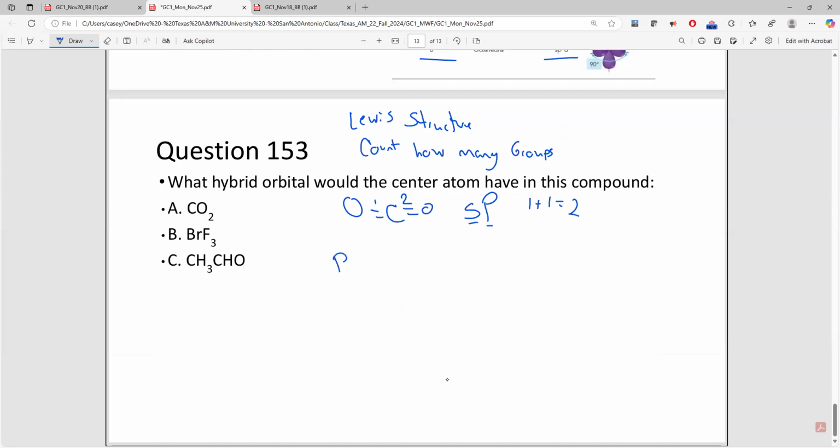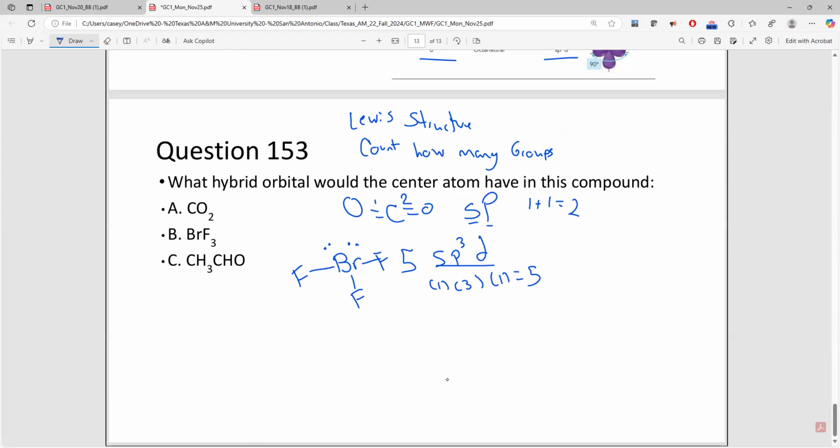Let's do BrF3. So Br has 7 valence electrons. 1, 2, 3, 4, 5, 6, 7. So that's a Lewis structure. Br has 5 groups. So s, remember that's 1 group. We can have a maximum of 3 for p. So that's 3. So I need to bring in another one, which is d. Hey, I have my 5 groups now. So the hybrid orbital that bromine is making is sp3d.